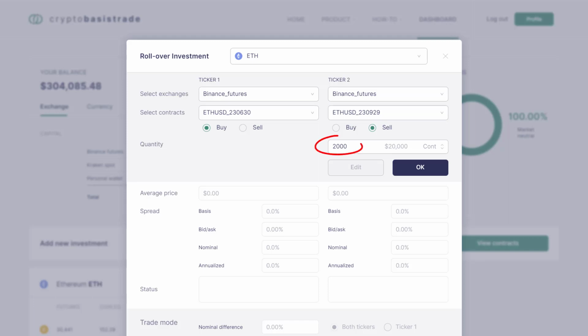Note that the quantity entered here is always for ticker 1. The trader will calculate the required quantity for ticker 2 based on real-time exchange order books. Also note that different futures contracts may have different nominal values depending on contract specifications set by the exchange. Here, you can check the nominal value for a given number of contracts. For example, one quarterly coin-margined Ether future on Binance has a nominal value of $10. As a result, we need to enter 2,000 contracts to get to a nominal value of $20,000.